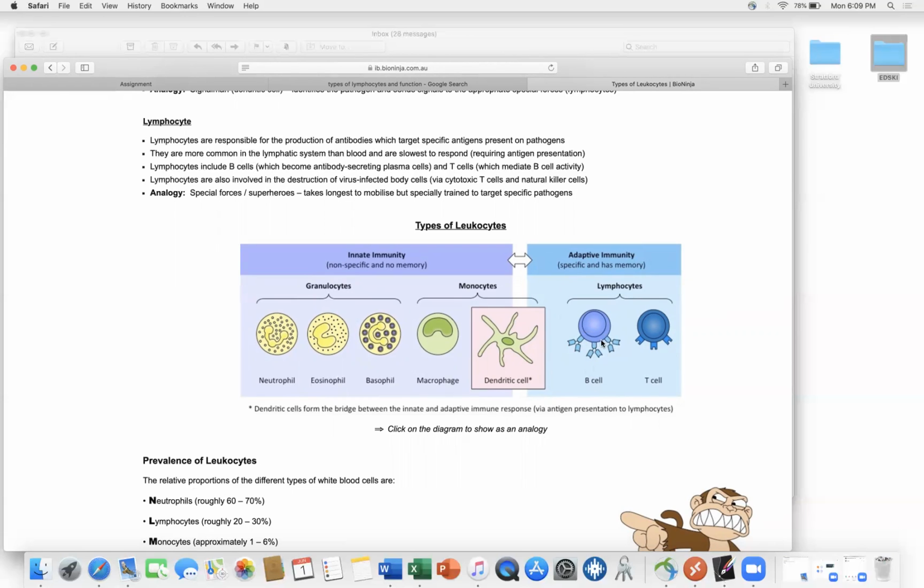B cells, they're originally from your bursa, right? When you're being formed as a fetus. And your T cells are from your thymus, and your B cells create antibodies, and your T cells are of course part of your T killer and your T helper system, and we're going to talk about that momentarily.